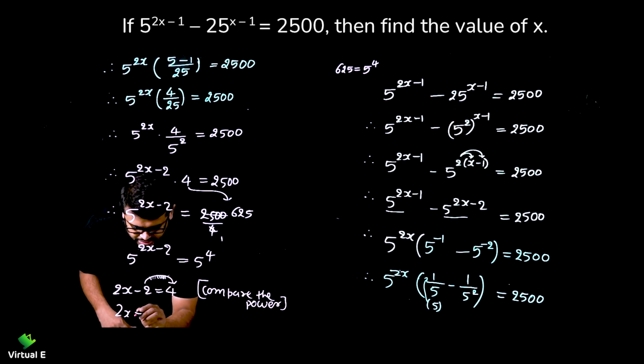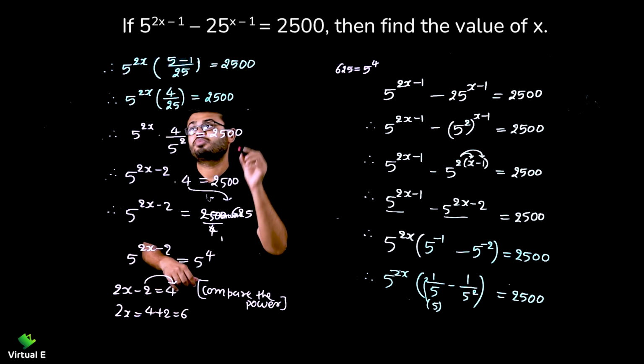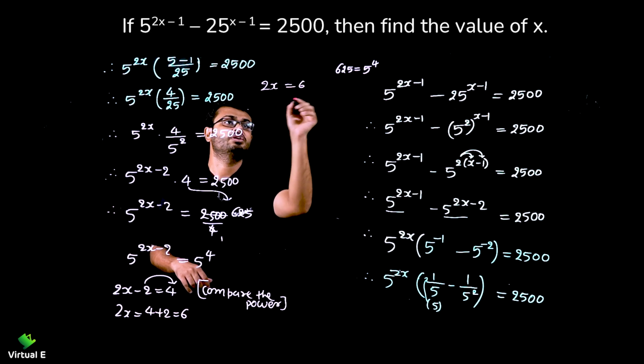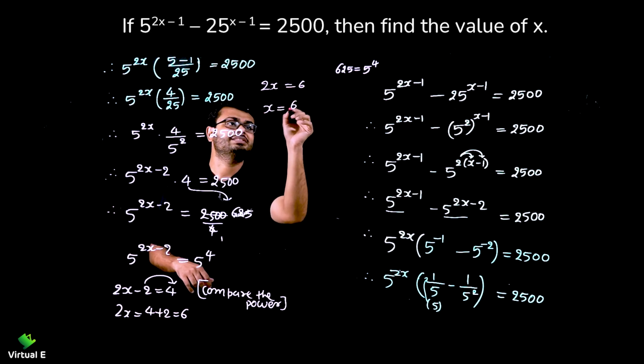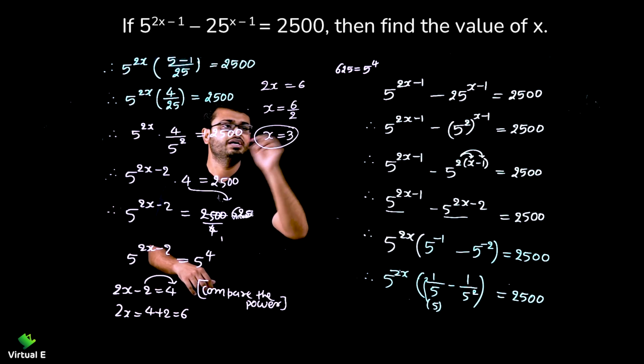Now 2 we will be shifting over there. So 2x is equal to 4 plus 2, that is 6. So we are at this point that we are having 2x is equal to 6. 2 will go into denominator. So x is equal to 6 by 2. So x is equal to 3 is my answer.